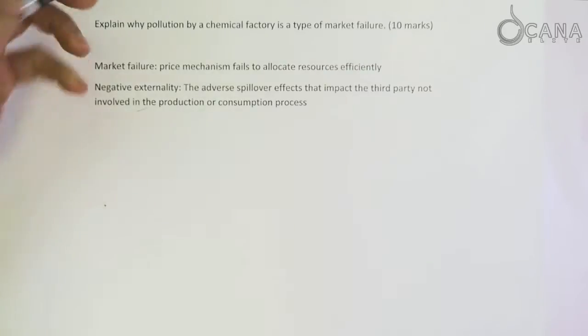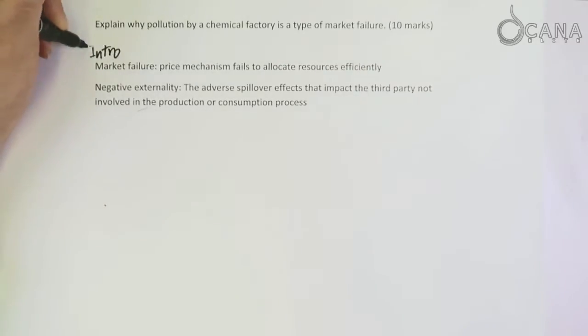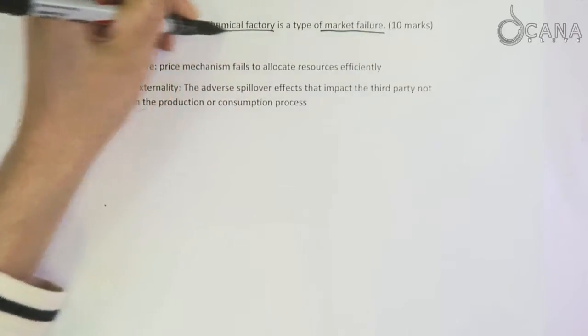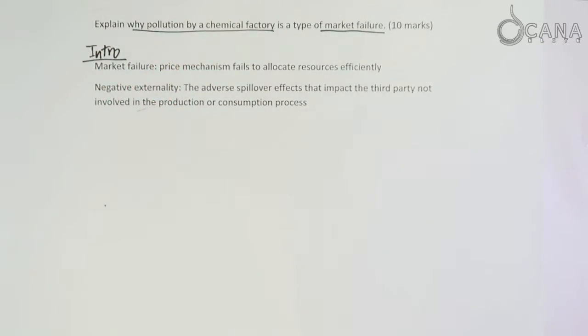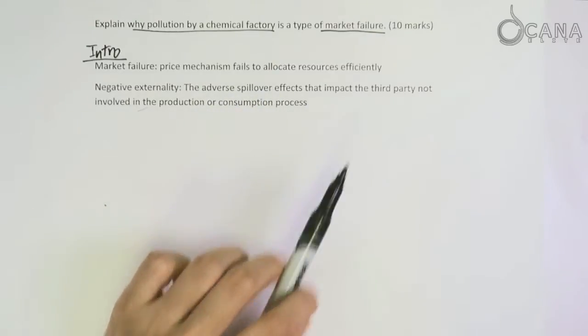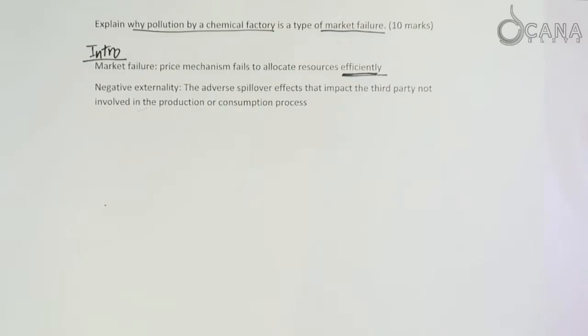And that leads us to the introduction. So in the IB economics essay, usually we would define the key terms in the introduction. For example, in here, I know that I have to define the key term market failure. And because pollution by a chemical factory is a negative externality, therefore I would define both the market failure and negative externality. So market failure is defined as the price mechanism fails to allocate resources efficiently. The key word here is the efficiency. And that's why, because there is inefficiency in the market, that's why the market fails.